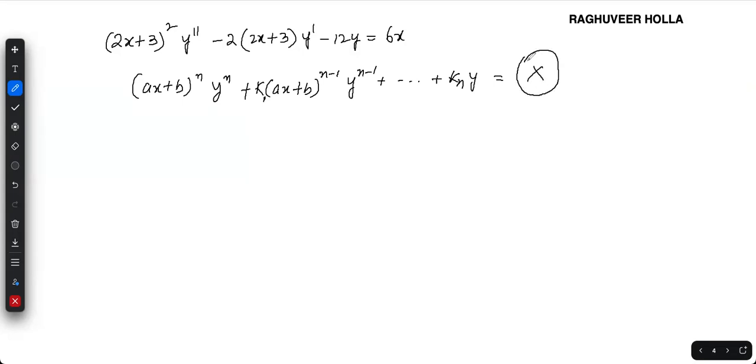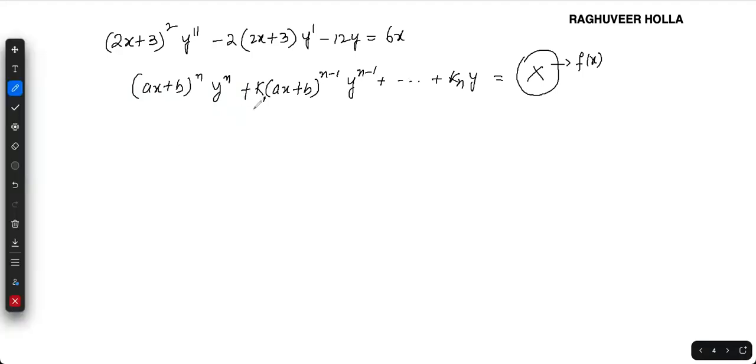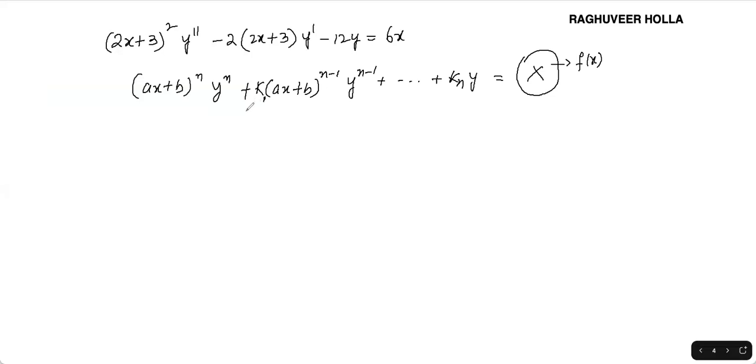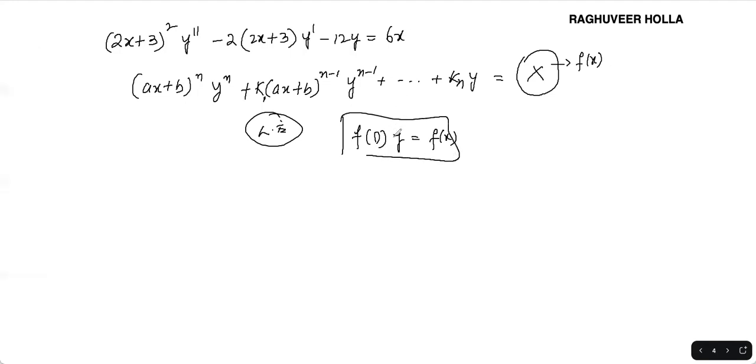Now here X is a function of x. Here it is 6x. So this is a Legendre's linear equation. This has to be reduced to the form of a linear equation with constant coefficients, that is f(D) y equal to a function of t. In this form we are going to reduce this.